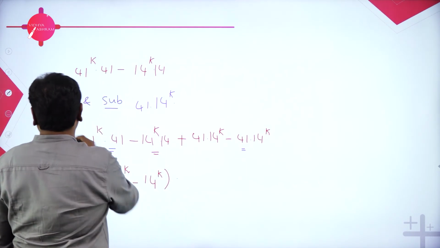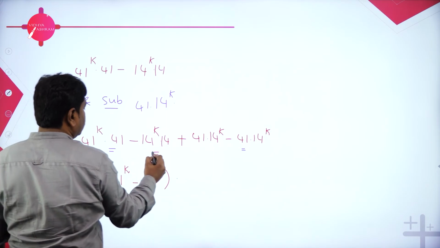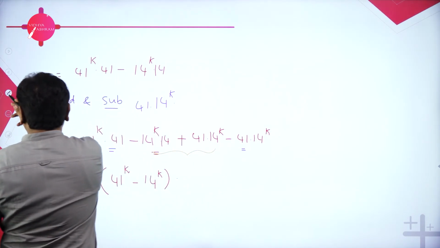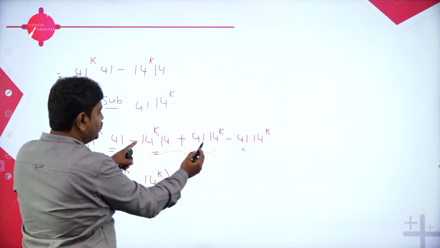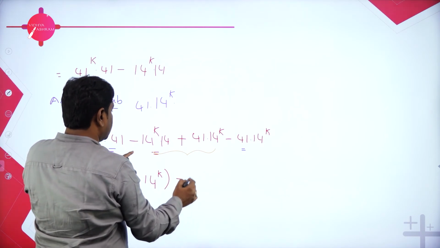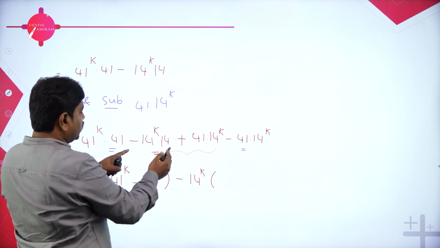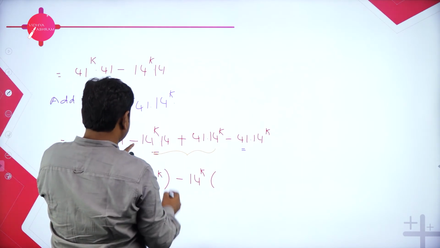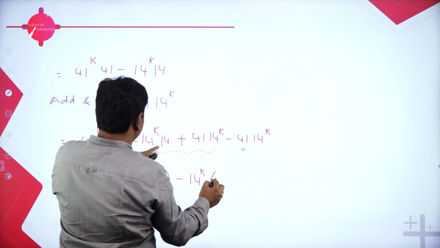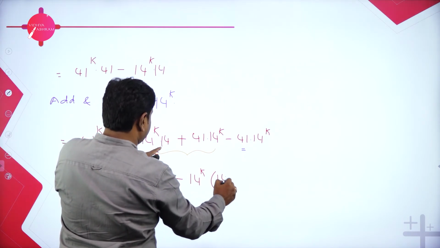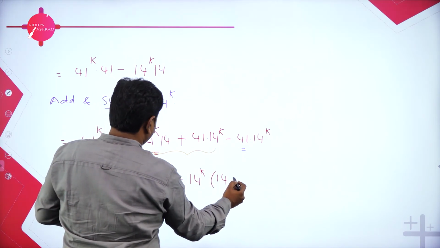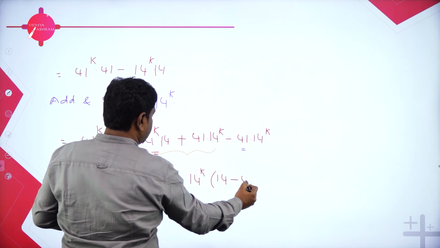Remaining terms are there. In the remaining terms, take 14 power k common. In these two, we have 14 power k common. I'll take 14 power k common. If you take 14 power k common, what is left out? 14 is left out here, and minus 41, since you have taken it out.